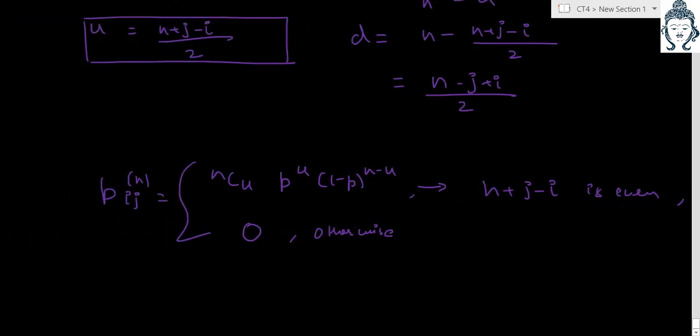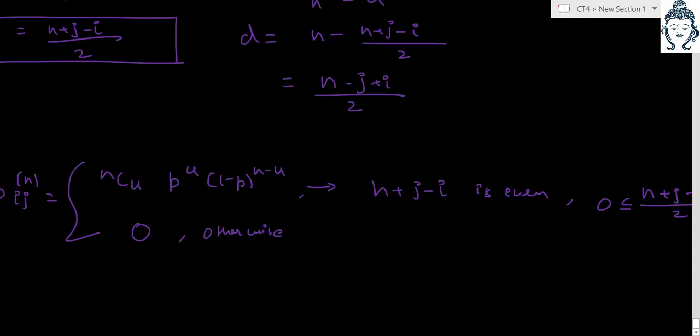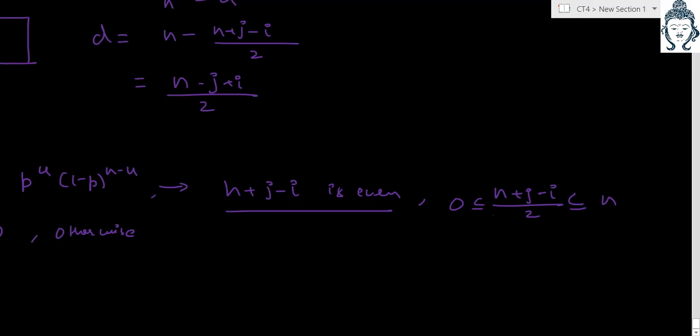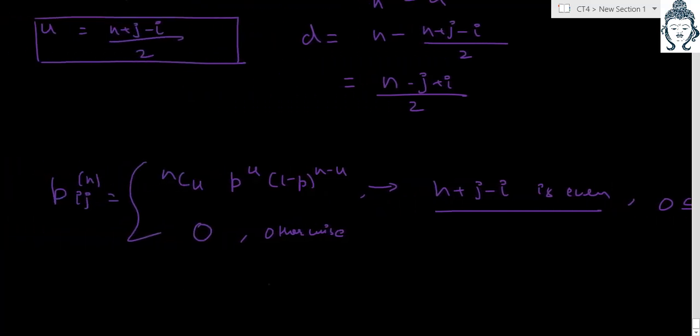But this will only be true when n plus j minus i is even and n plus j minus i by 2 is between 0 and n. Otherwise, it is not possible to apply this formula. We have already seen such cases in the simple random walk in the last video. There was a case where we solved it and it was impossible to get from a particular state to another. So let's take examples of this. How will we apply this formula now? Let's try to see how to do it mathematically.